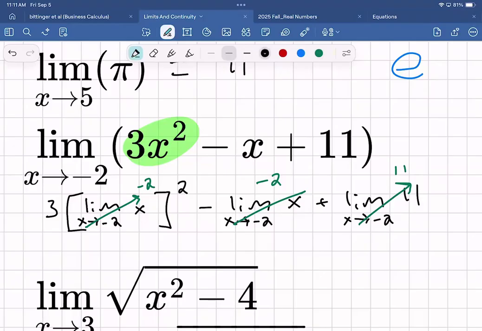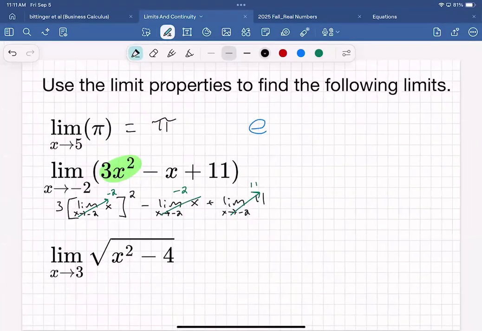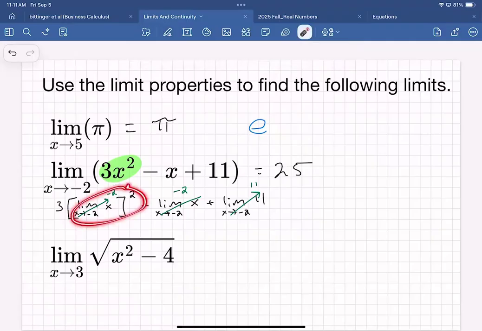With that said, hopefully you see by plugging that in, we would get what, 12 plus 2? My brain is not working. Y'all, was it 25? Is that what y'all got? Be careful with that -2 in the middle. The -2 squared is +4, times 3 is 12. This becomes +2, so that's where I got 14 from, and then the 11 here, where I got 25 from.